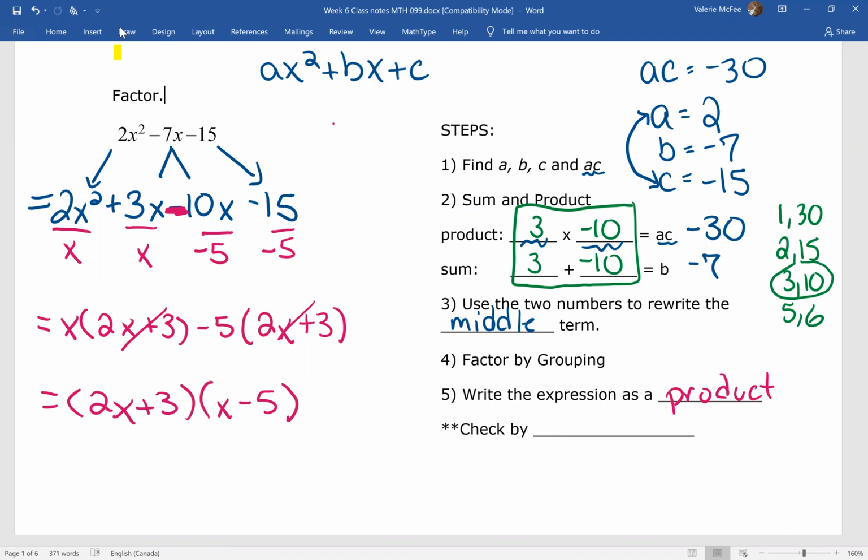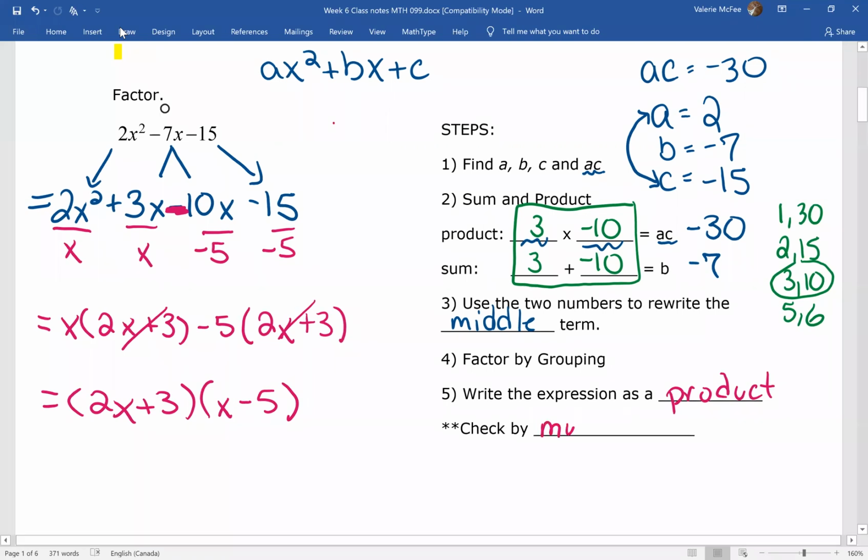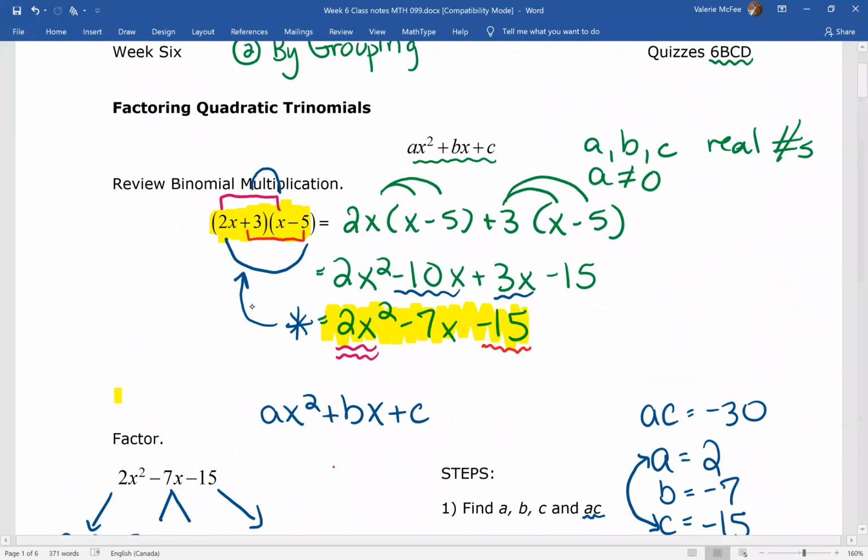In Math 99, the biggest thing every single one of you needs is practice. And we can check our answers by multiplying. We already know that 2x plus 3 times x minus 5 equals 2x squared minus 7x minus 15. We have that up here.